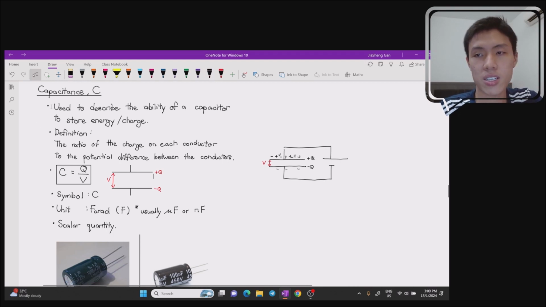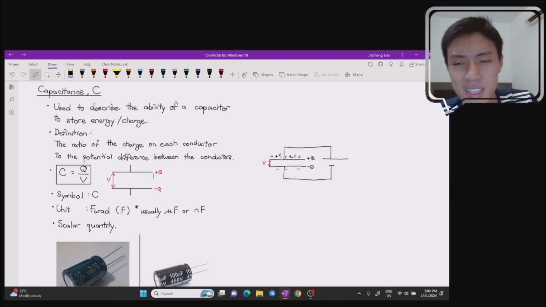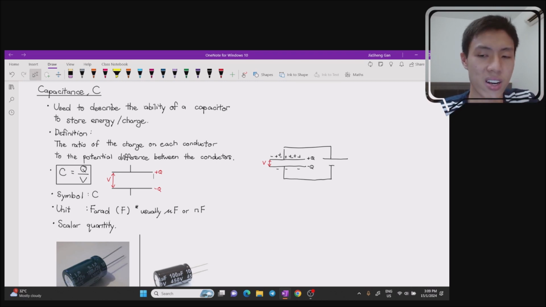Capacitance is a scalar quantity, so it only has magnitude, it has no direction. So it's nonsense to talk about capacitance having a direction. No, capacitance doesn't have a direction.